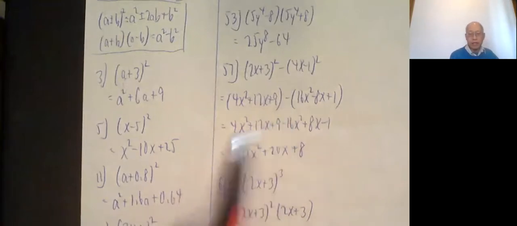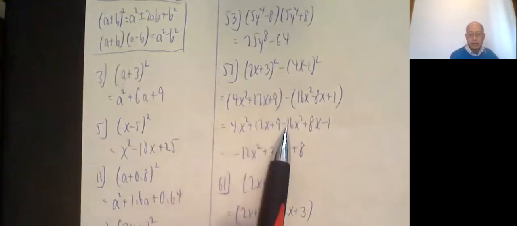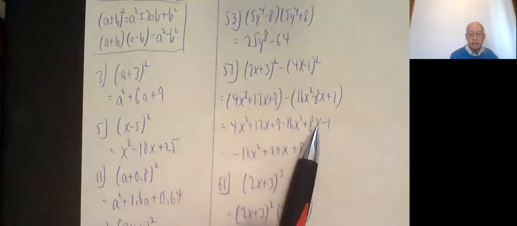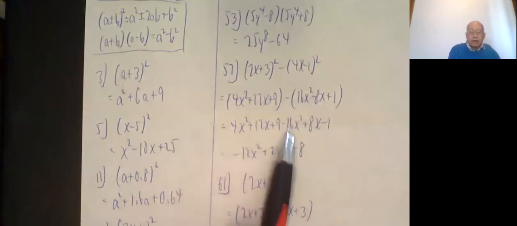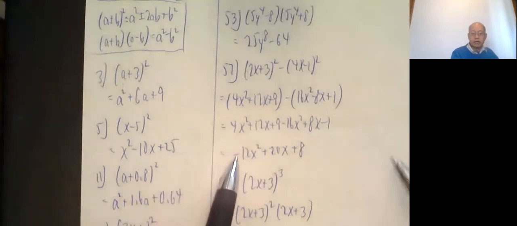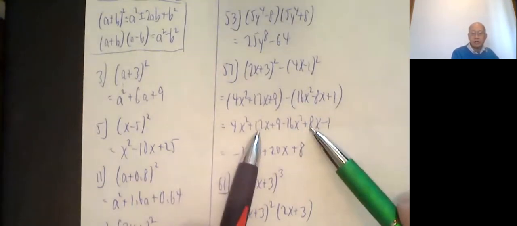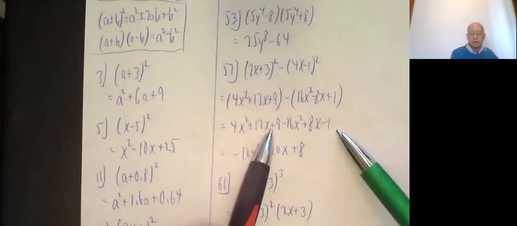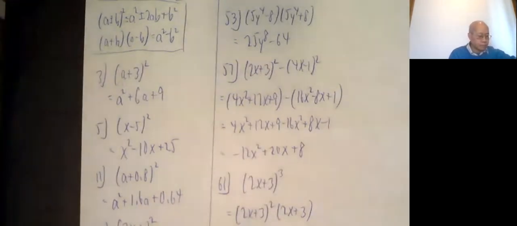Okay, then I distribute the minus sign, so copy that. But this becomes minus, plus, minus. Just change every sign there. Now I combine like terms. So the x squared is 4 minus 16, negative 12x squared. The x's, 12 plus 8 is 20x. And the number is 9 minus 1 is 8.